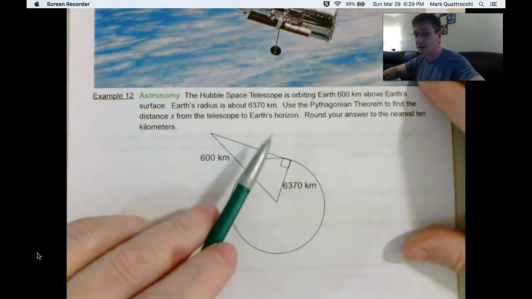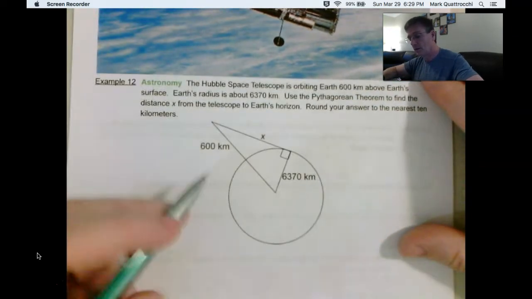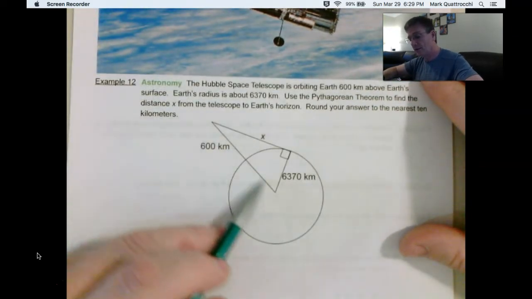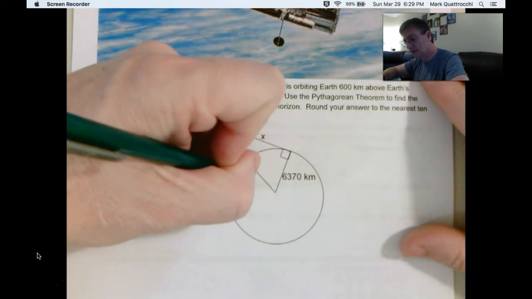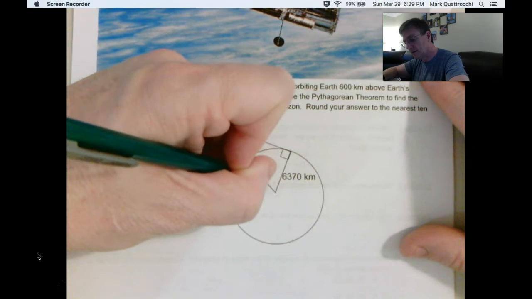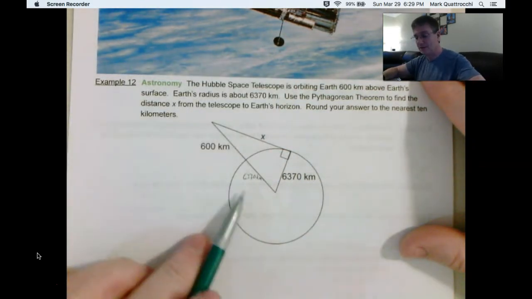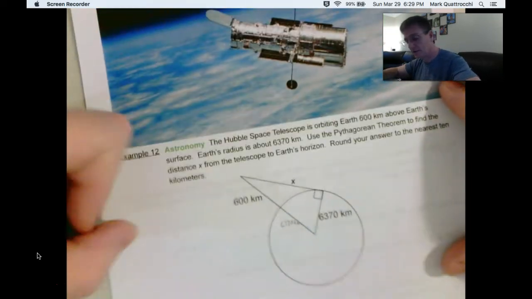Okay, so to do this, this is actually really a simple Pythagorean theorem problem, where our hypotenuse, this is another radius, so this is another 6,370 kilometers here. So our entire hypotenuse is 6,970 kilometers.